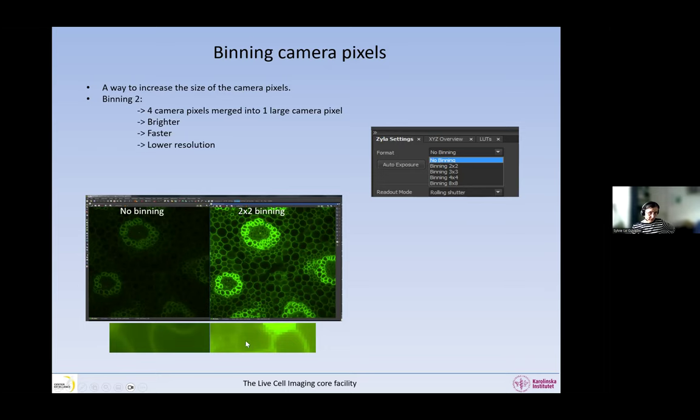If we zoom into this image with the same zoom, you can see here that we are seeing all the pixels, and here we don't see the pixels. They are dimmer, but they are much smaller, like four times smaller. The application for binning is when we want to take an overview of a very large sample. It goes faster, so you can decrease the illumination because it's brighter as well, and the reconstruction of the very big image is faster as well. So this is one of the applications of binning on cameras.